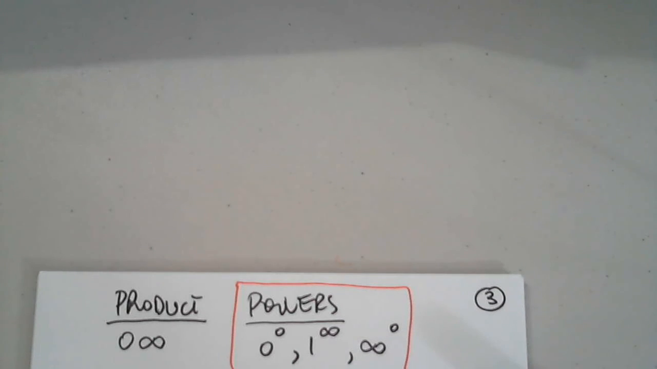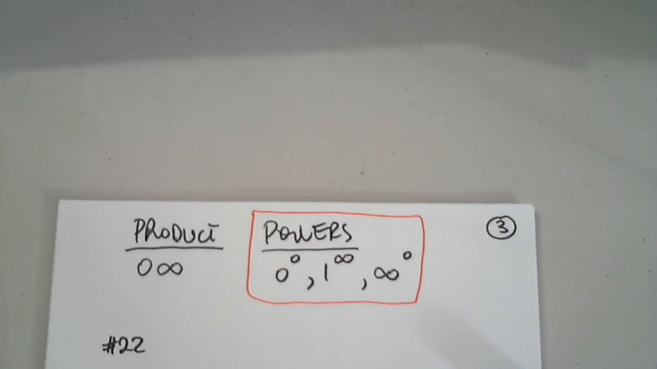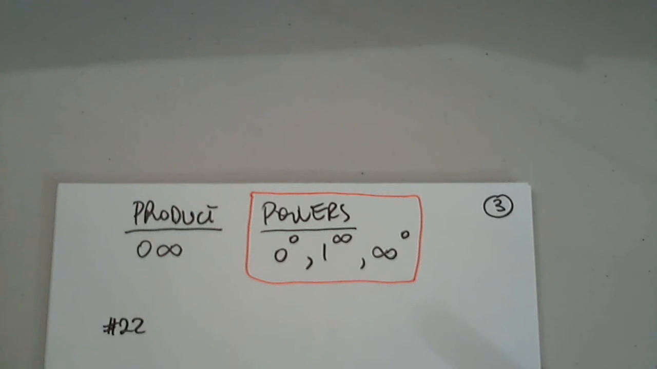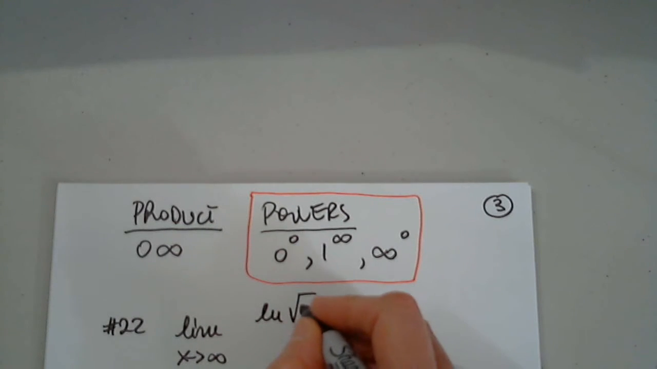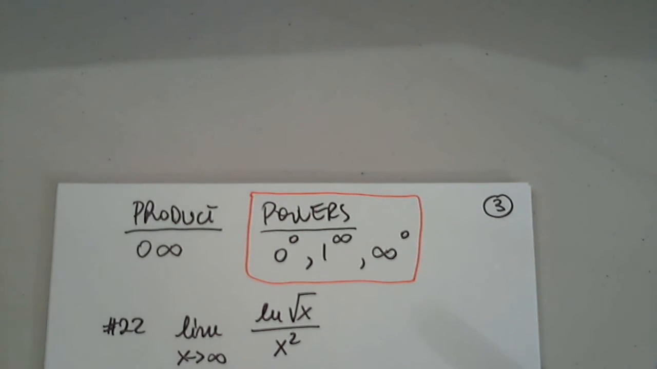I would like to start with 22. And then you choose the next, please. There are many different situations here. Many. Okay, let me copy it and I'll stop sharing. X approaches infinity. Natural log the square root of x over x squared. Okay.